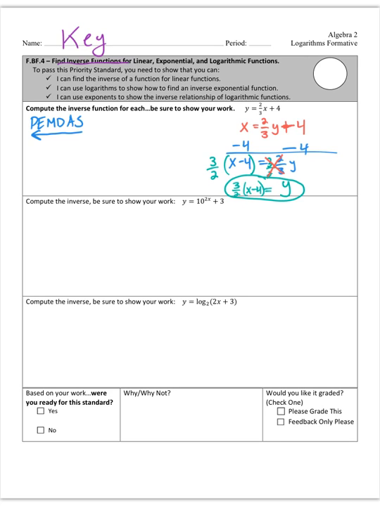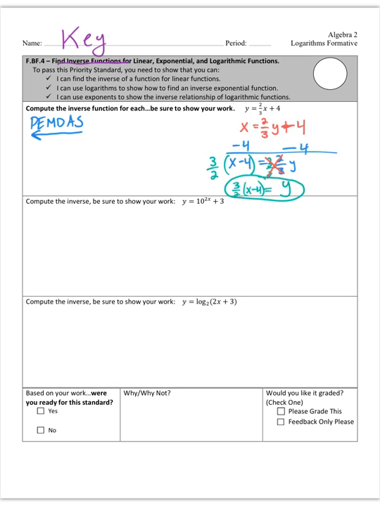Now it's really important to note that when I multiplied by 3/2 over here, I did it to everything. So this is saying I'm multiplying x minus 4, both of those things, by that 3/2. All right, we'll move on to the next one.